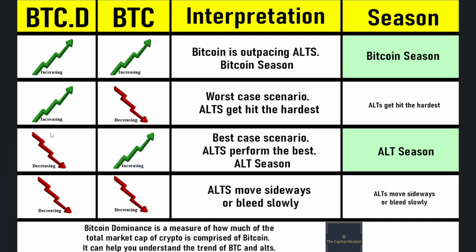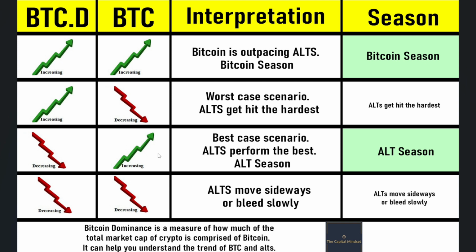Now, when we have Bitcoin dominance coming down, however, Bitcoin, the price is going up. As we mentioned earlier on that pie chart, the dominance of Bitcoin that it has over the entire market is reducing. However, Bitcoin's going up and also the altcoins are going up.